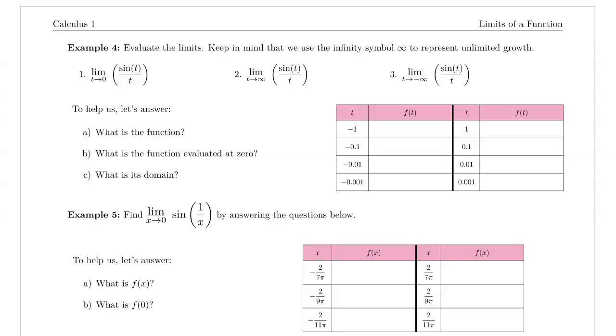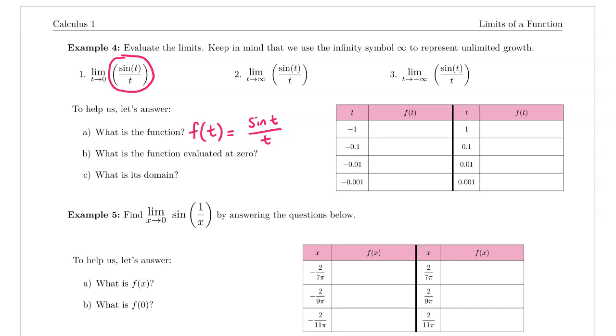Example 4 says evaluate the following limits. Keep in mind that we use the infinity symbol, which kind of looks like a sideways 8, to represent unlimited growth. So here are the 3 limits that we're trying to find. To help us answer, let's answer the following parts. What is the function that we're taking the limit of? So our function is this thing here, and so I'm going to call it f of t is equal to sine of t over t.